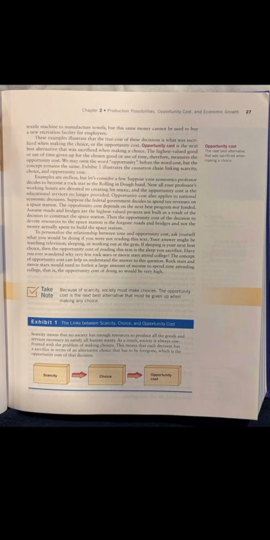The highest value good or use of time given up for the chosen good or use of time, therefore, measures the opportunity cost. We omit the word opportunity before the word cost, but the concept remains the same. Exhibit 1 illustrates the causation chain that links scarcity, choice, and opportunity cost. Examples are endless, but let's consider a few.